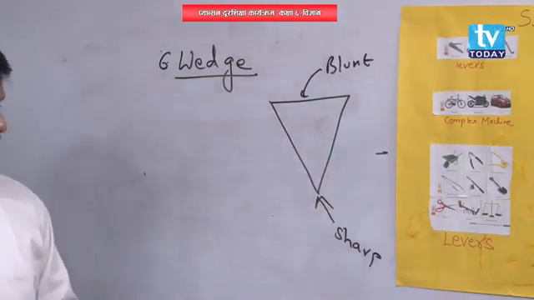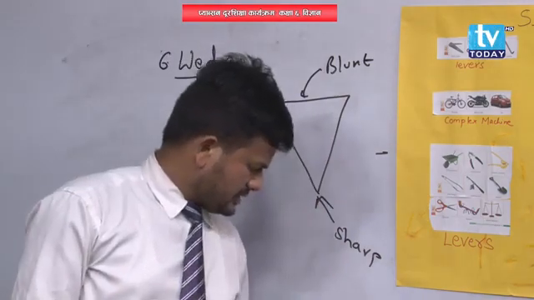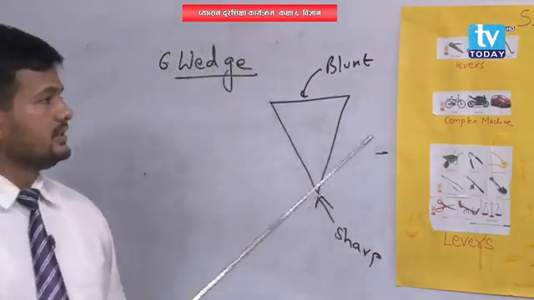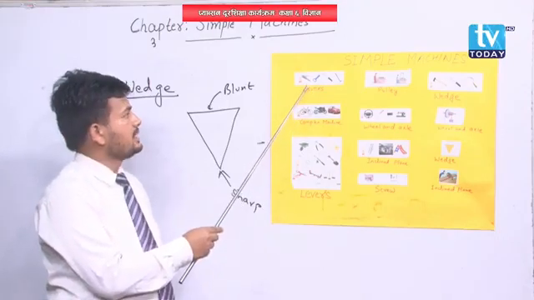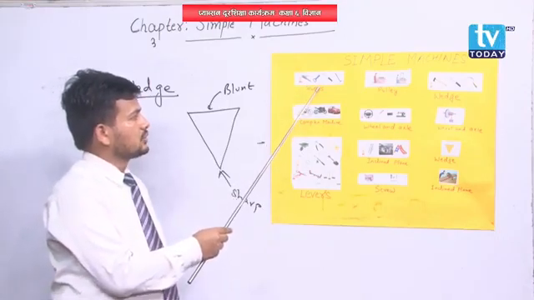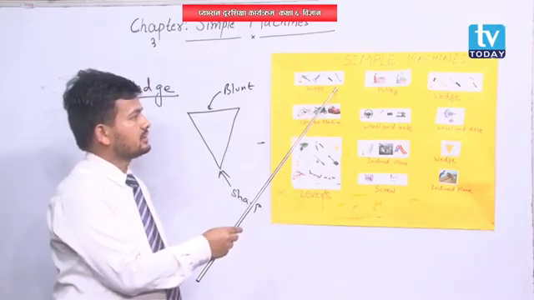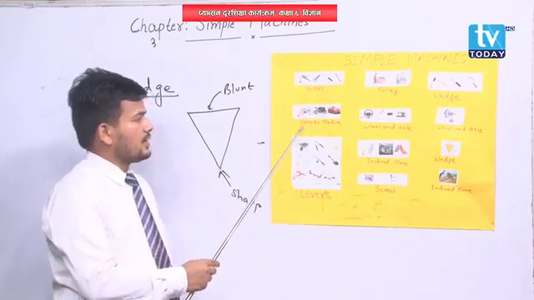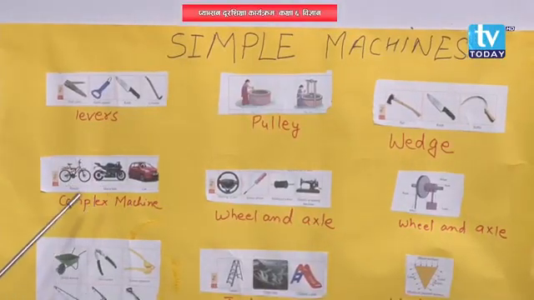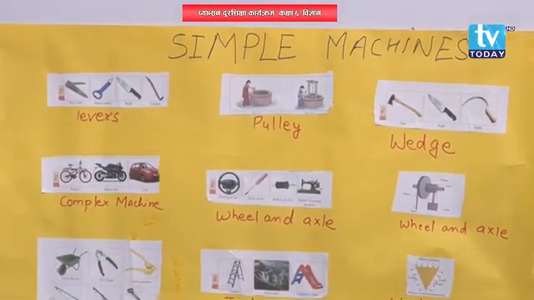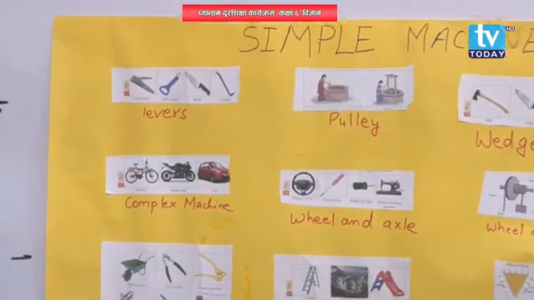Now you can view the chart here. What I have shown here are different types of levers: nail cutter, bottle opener, knife, crowbar. Complex machines, I already told you: bicycle, motorcycle or motorbike, car are examples of complex machines. The first simple machine we studied is the lever. What are the different examples?